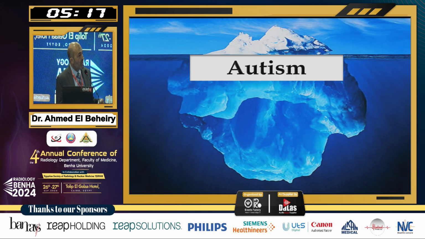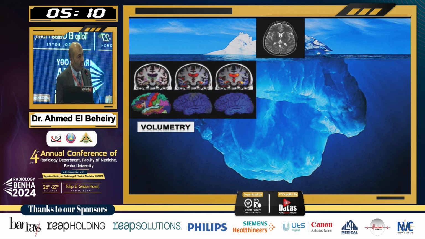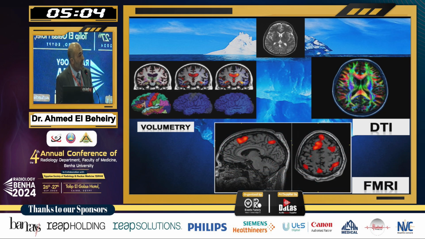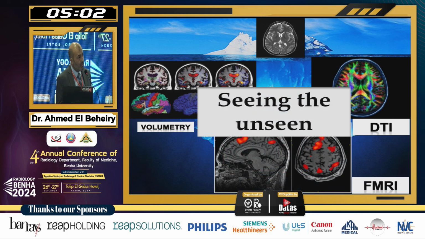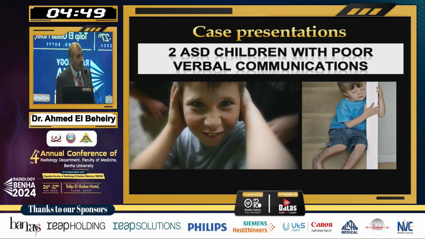Autism is like a mountain of ice, where the tip of this mountain is usually normal on structural imaging, while most of the abnormality needs dedicated advanced imaging like volumetry, diffusion tensor imaging, as well as resting state fMRI, which leads to seeing the unseen. The main role of resting state in autism is tailoring the management plan. To understand what is meant by tailoring, we will go through cases.